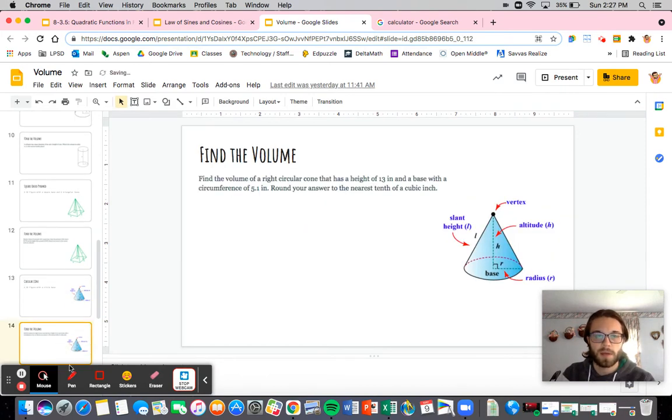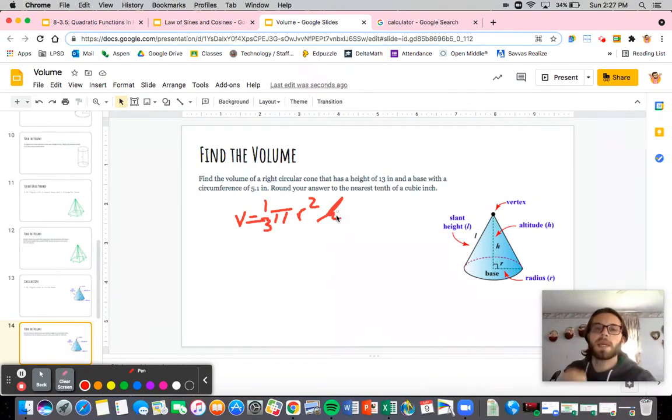So if we take a look here, we have to make sure we're on the same page. Let me just write that down: 1/3 pi r squared h. So what are we given? It has a height of 13 inches, so that's h. A base with a circumference of 5.1, sorry, not 51. So the circumference is 5.1, okay?